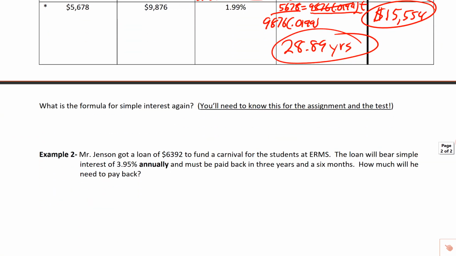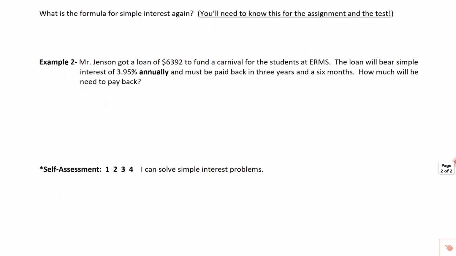But let's flip it over on the other side and let's take a look at how to do a little bit more of a story problem here, more of a real life situation. Again, what's the formula for simple interest? I equals PRT. Say it a whole bunch of times so you've got it memorized. Mr. Jensen got a loan for $6,392 to fund a carnival for the Elkridge students. The loan will bear simple interest, okay, 3.95% annually, and must be paid back in 3 years and 6 months. Oh, take a look at that, 3 years and 6 months. And then the question is, how much will he need to pay back?